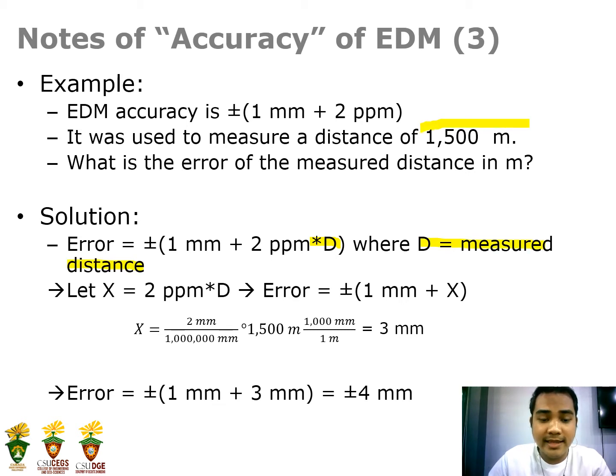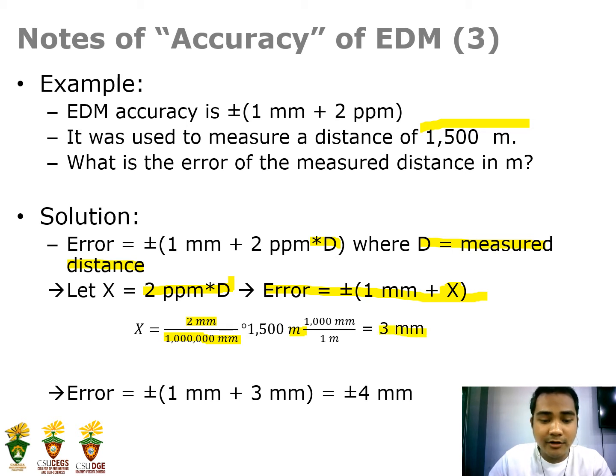Alright, so mag-let X ta where ang ato ang X is equal to 2 ppm times D, or 2 parts per million times D. So, therefore, ang formula sa atong error karon is mahimo na siyang positive negative 1 mm plus X. To solve for X, we have 2 mm over 1 million millimeters. Kaya pasabutan na nimo class, in every 1 million millimeters, naa tay error nga 2 mm. Tapos, ang formula kay times D man siya or ang distance, so naa tay 1,500 meters. But naka-meters man siya, kinahanglan siyang i-convert into millimeters. So, 1 meter is equal to 1,000 millimeters. So, therefore, calculating for X, we have X is equal to 3 millimeters.